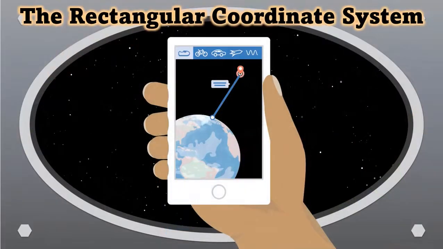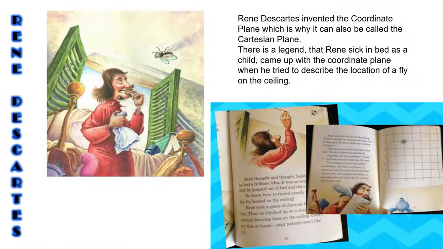To begin, let us explore the parts and uses of the rectangular coordinate system, also known as the Cartesian plane. Did you know why it was called the Cartesian plane? René Descartes invented the coordinate plane, which is why it can also be called the Cartesian plane. There is a legend that René, sick in bed as a child, came up with the coordinate plane when he tried to describe the location of a fly on the ceiling.